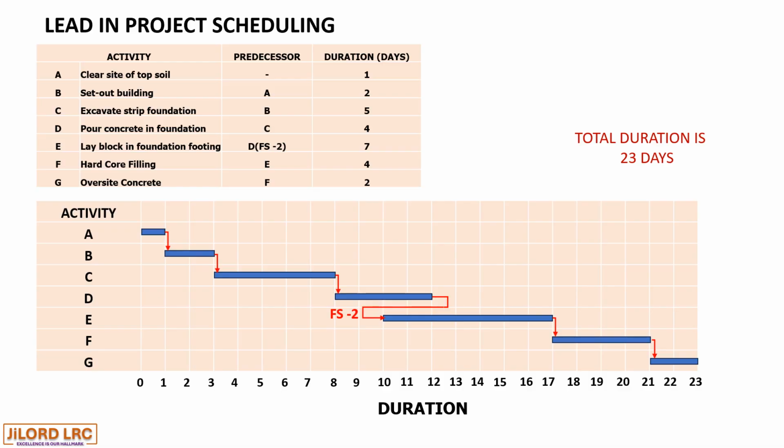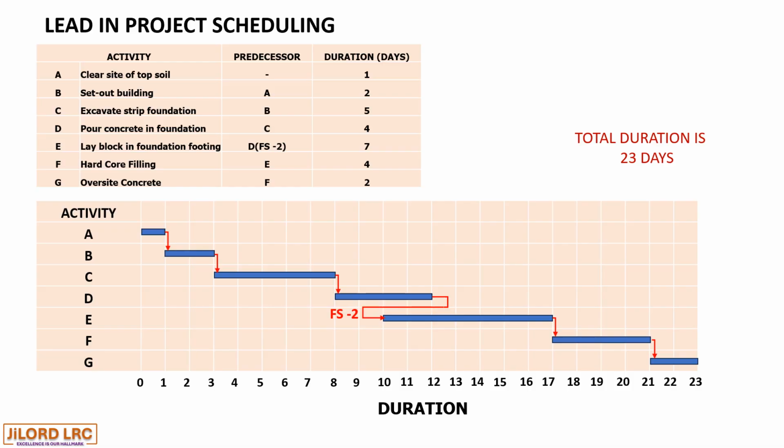Now let's observe if activity D and E that are related in a finish to start relationship. If activity E doesn't have a lead of 2 days, the project would have been completed 2 days later, which means would have had 2 days added to the 23 days duration, making it 25 days.